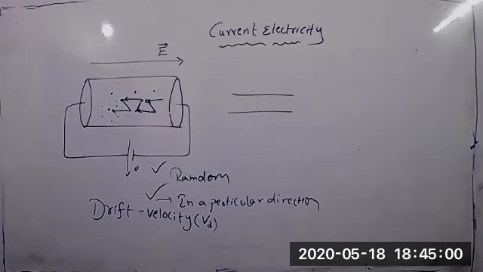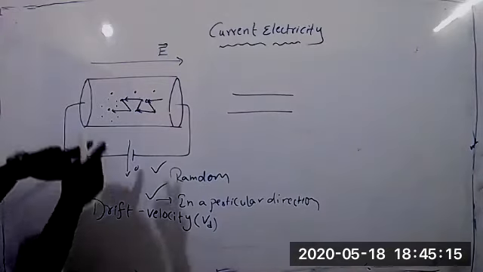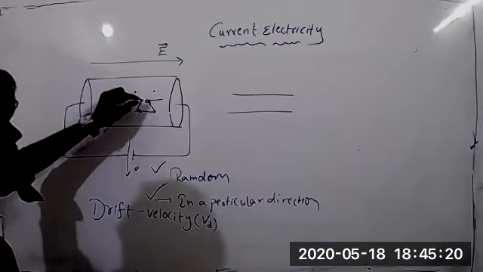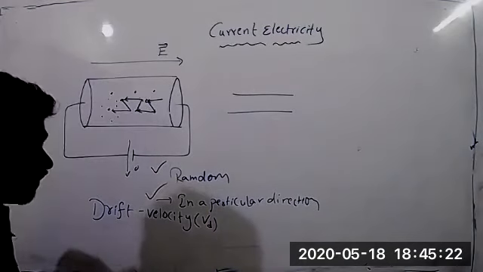Sachina? Yes, sir. Did you understand what is drift velocity? Yes, I understood. It is the minimum velocity with which an electron drifts opposite to the electric field. Why is it drifting with minimum velocity? Because it is colliding with one more particle, it's losing energy.